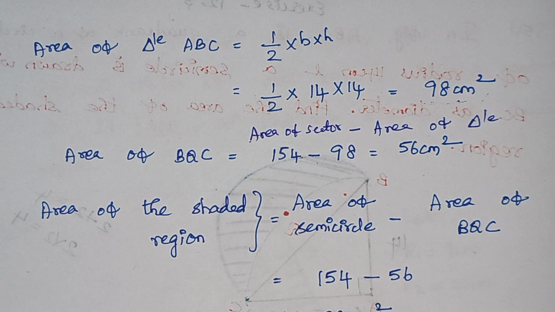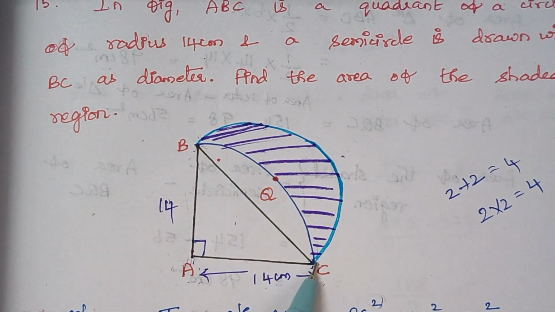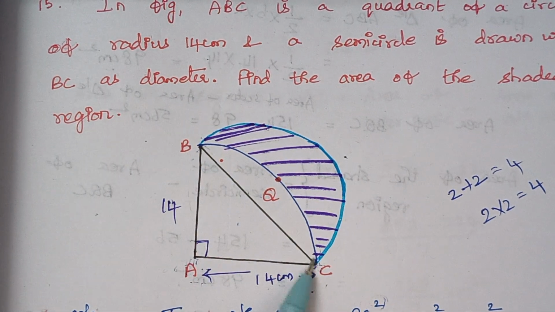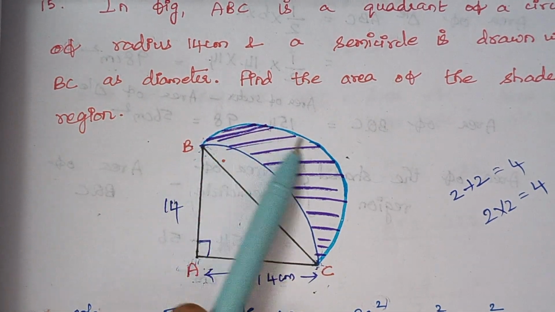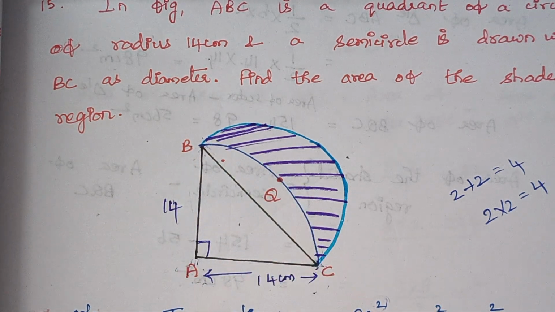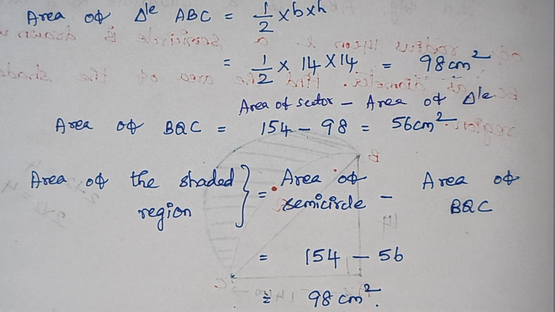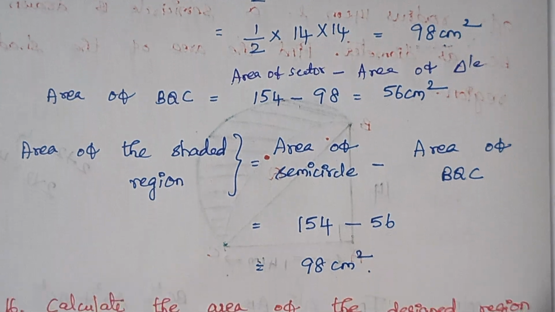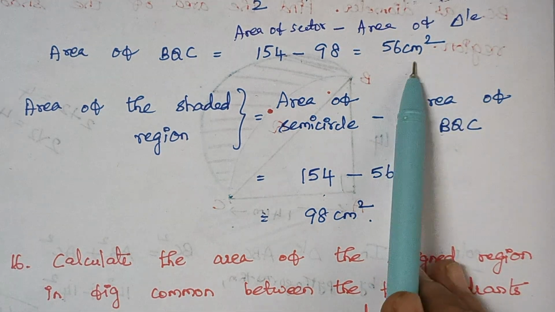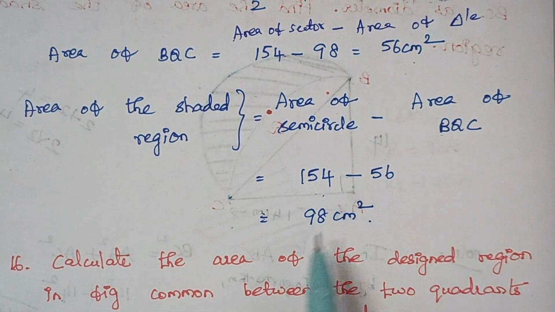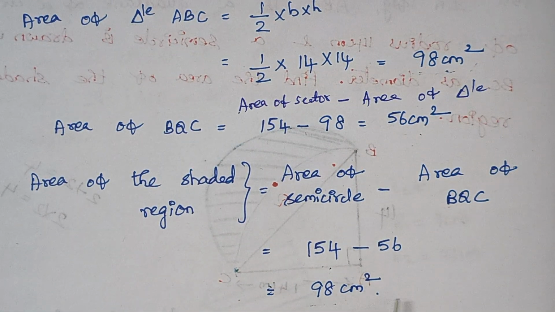So once we have calculated the area of BQC, now we know this value BQC. So once you subtract this value from the area of the semicircle, then you can find the area of the shaded region, right? So area of semicircle minus area of BQC. So here the area of semicircle is 154, right? And area of BQC is 56. So 154 minus 56 gives 98 centimeters square, right? So this problem gets over here.